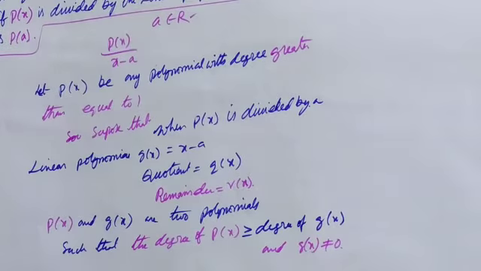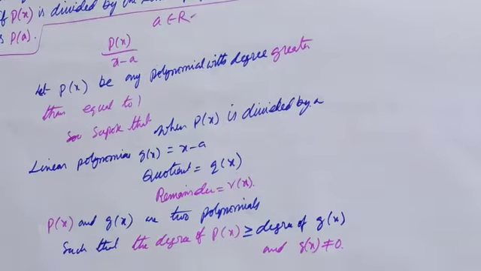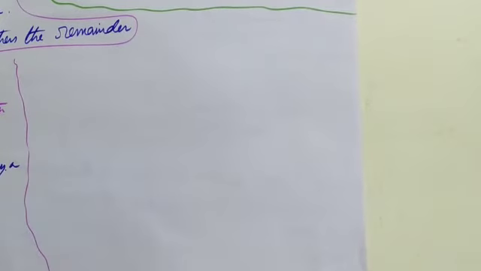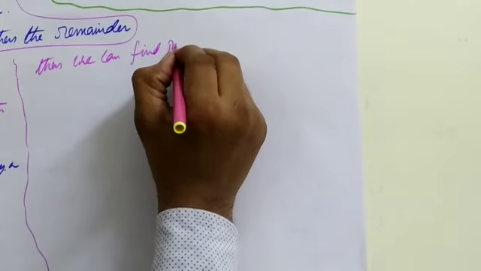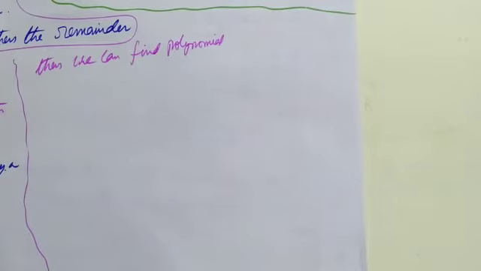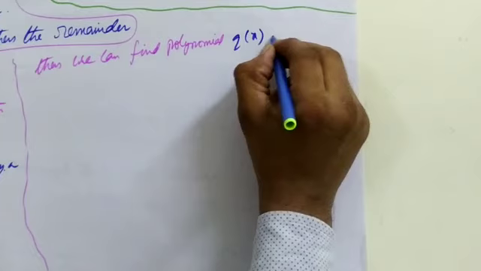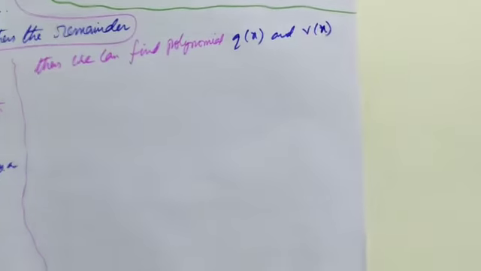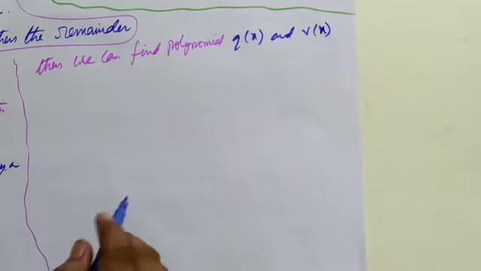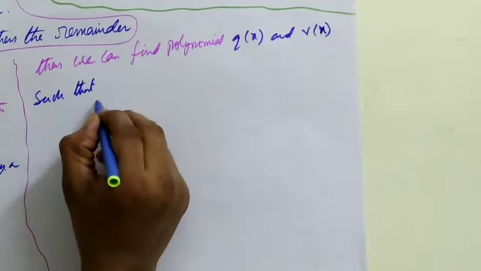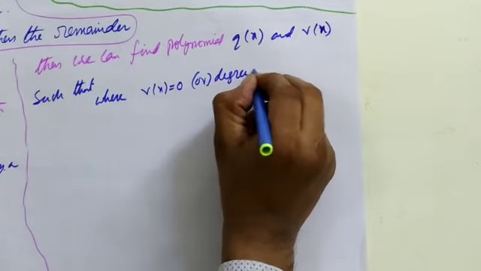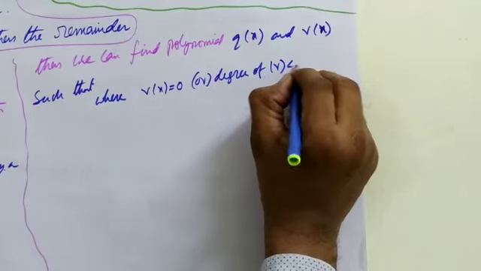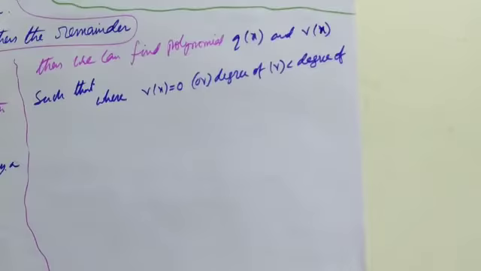Then we can find the polynomials q of x and r of x, such that r of x is equal to 0 or the degree of r of x is less than the degree of g of x.